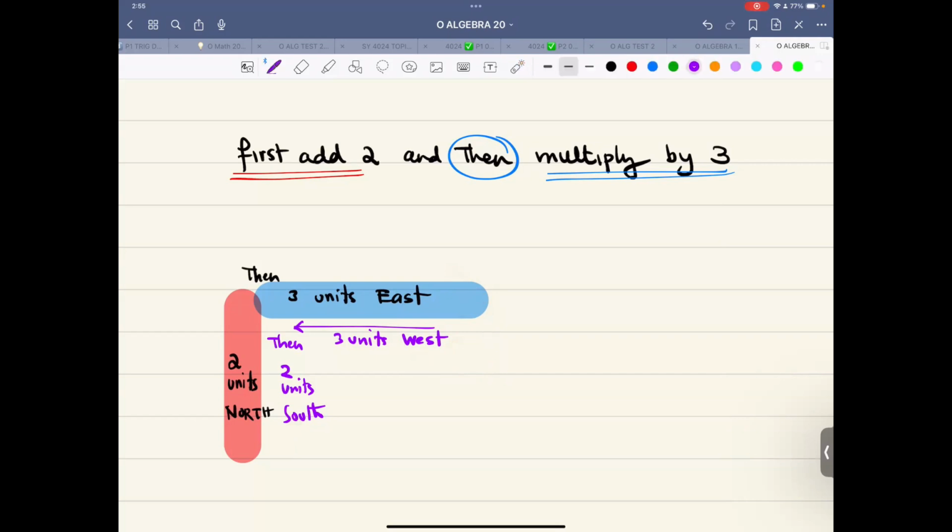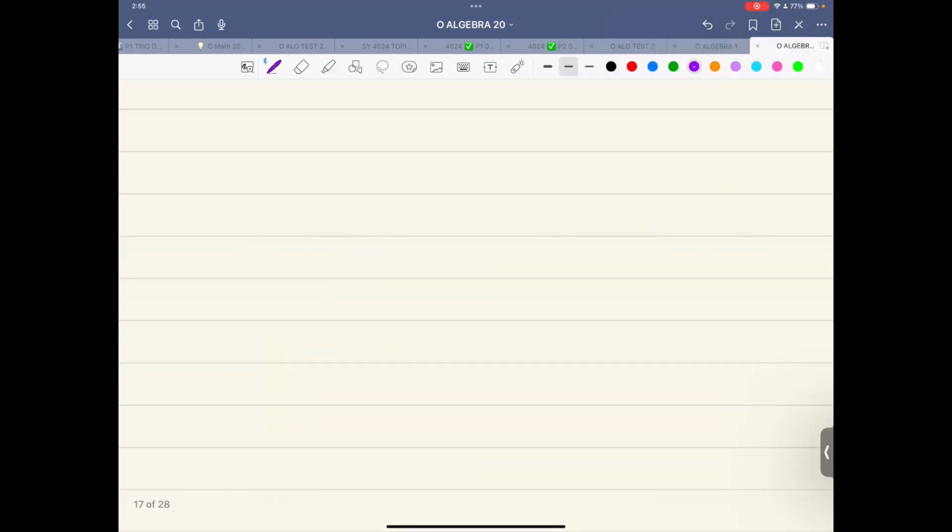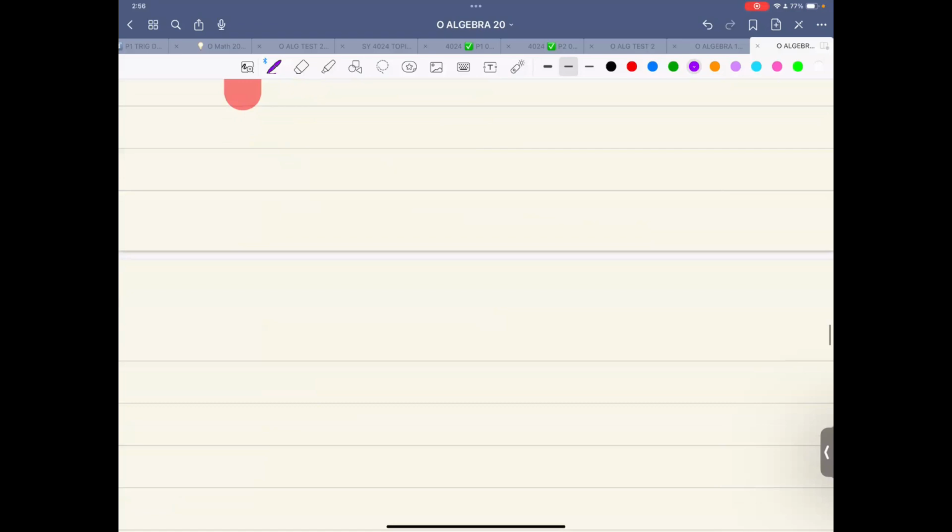That means multiplication will turn to division. Addition will turn to subtraction. That means first go in this direction, division by 3, and then subtraction of 2. That is what we are going to do. Now, let me just solve it algebraically.